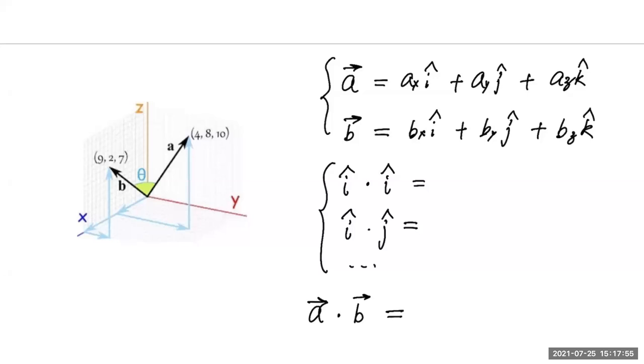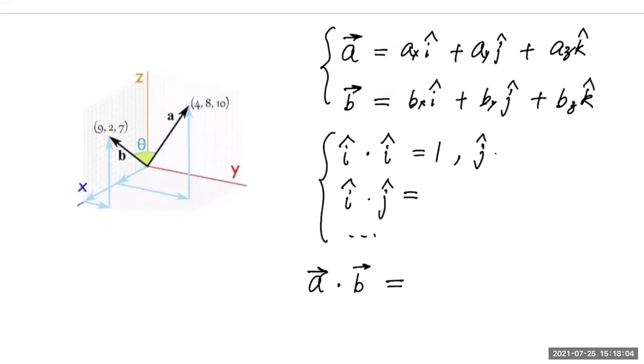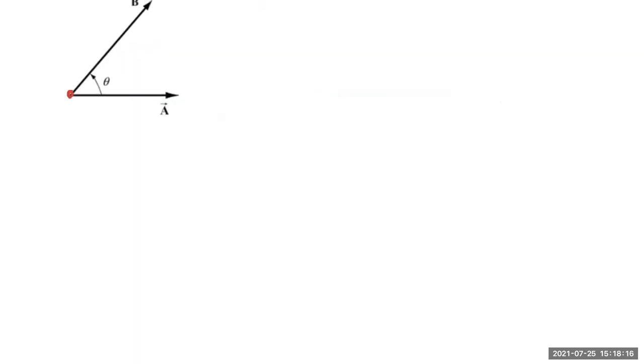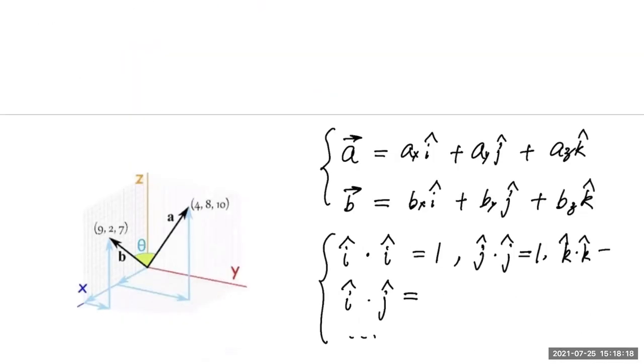Okay? So let me write down these results. j dot j equal to 1. And k dot k, same thing. And as a matter of fact, when two vectors are parallel to each other, you have the greatest dot product between them, because cosine theta equals 1.